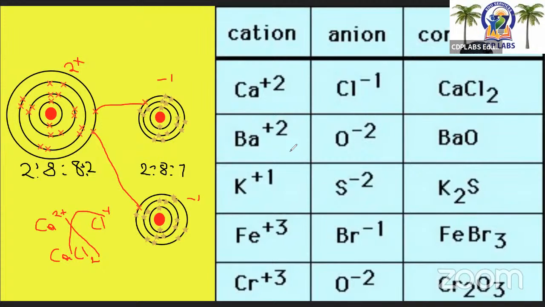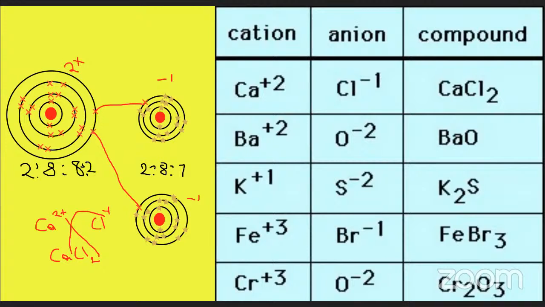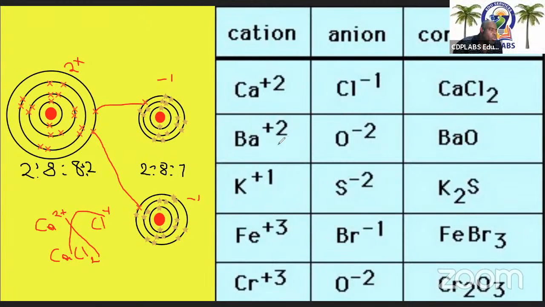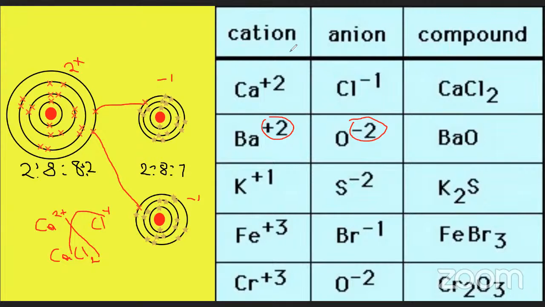Repeat, sir. No, I'm saying, if you know the cation, which is this, and the anion. So another name for the negative ion is anion. Another name for the positive ion is cation. Get that? Everybody understand that so far? Yes or no? Yes, sir.